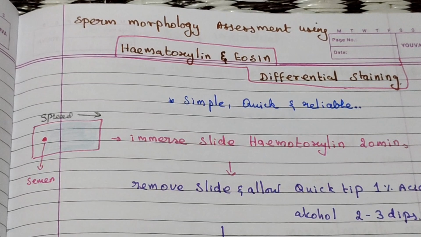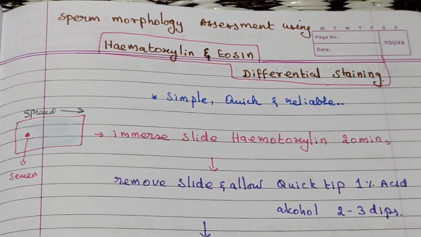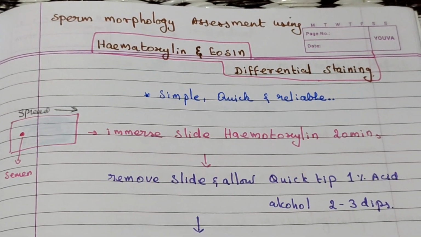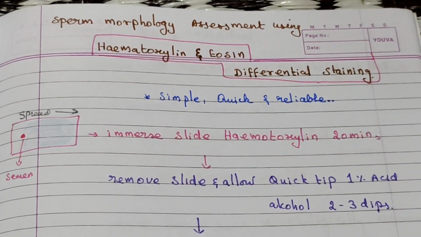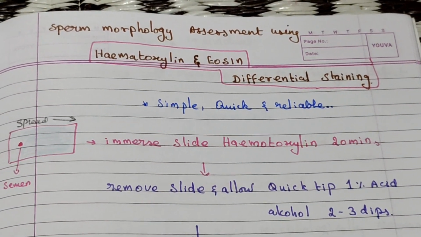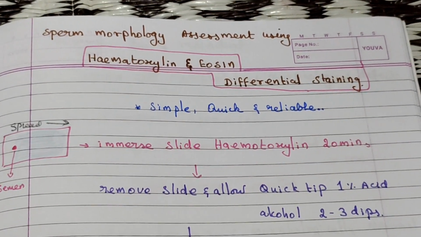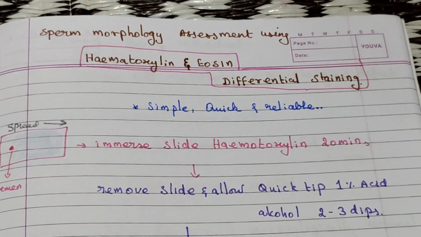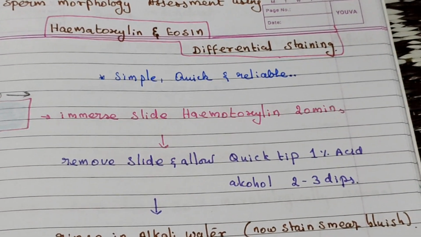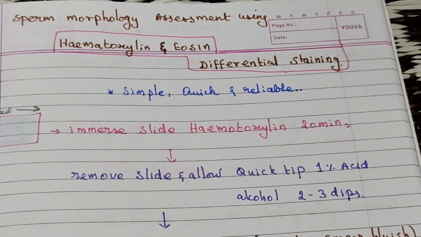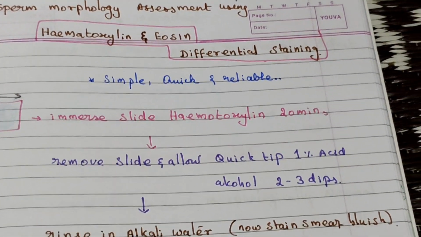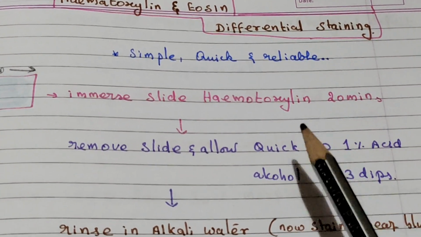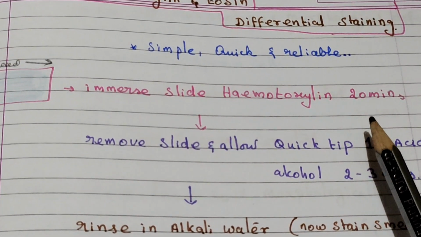We take a slide, place a drop of liquefied semen sample on a glass slide and make a smear using a second glass slide. Then allow the smear to air dry at room temperature. We will immerse the slide in Harris hematoxylin stain for about 20 minutes.